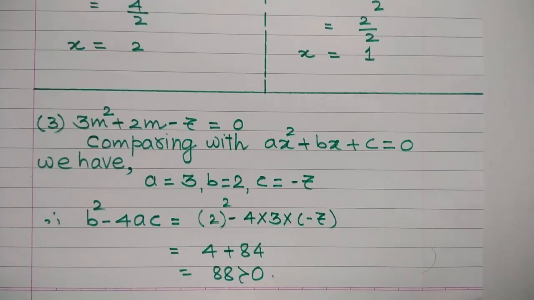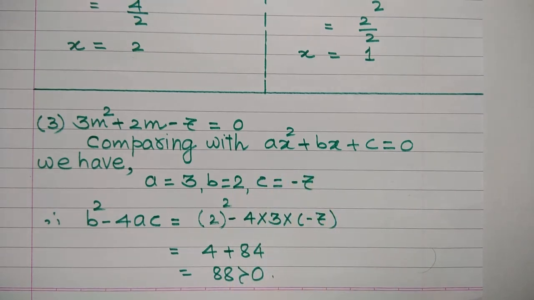Here is example number 3. Example number 3 is 3m square plus 2m minus 7 is equal to 0. So after proper comparison with ax square plus bx plus c is equal to 0, you have a as 3, b as 2 and c as minus 7.